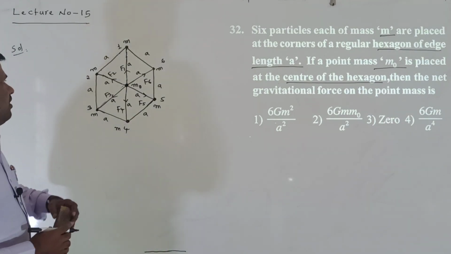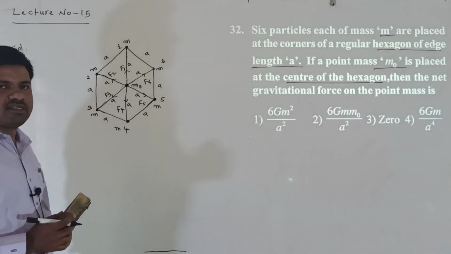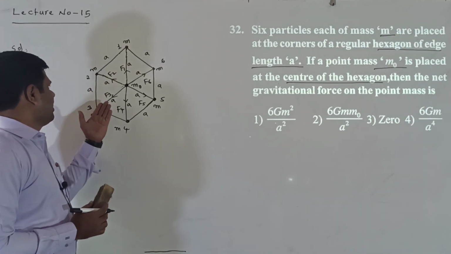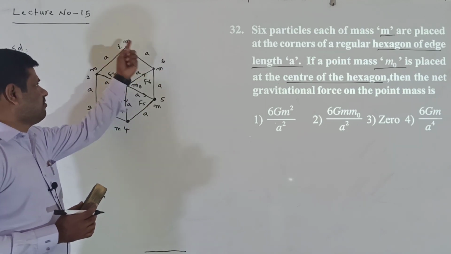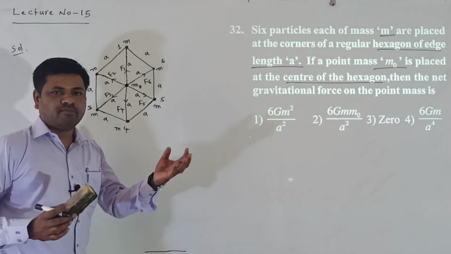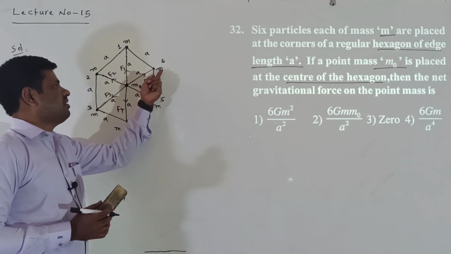Clear up to this point, right? This is F1 because it is placed at the first corner. F2 means placed at the second corner. Similarly F3, F4, F5, F6. All these masses are attracting the m naught mass, so the directions are given towards the masses, away from the m naught mass.